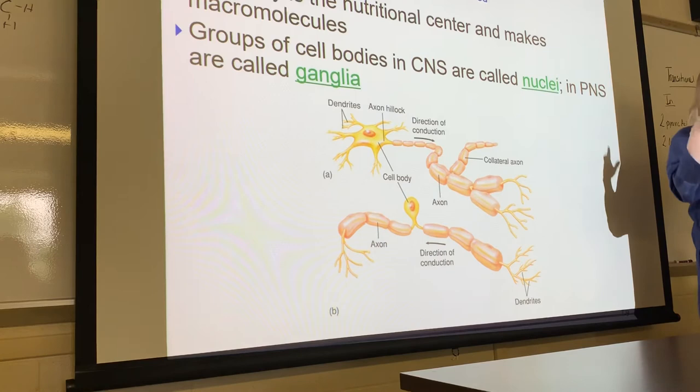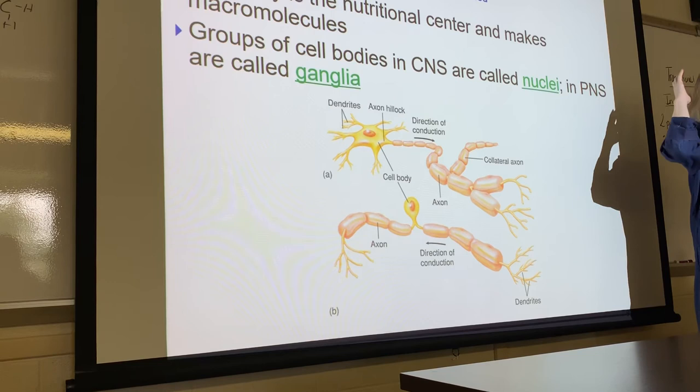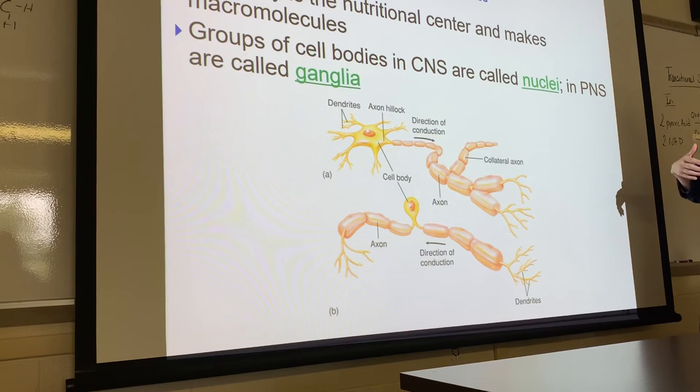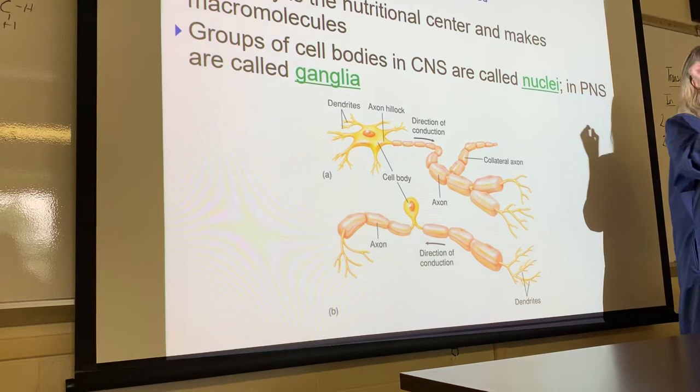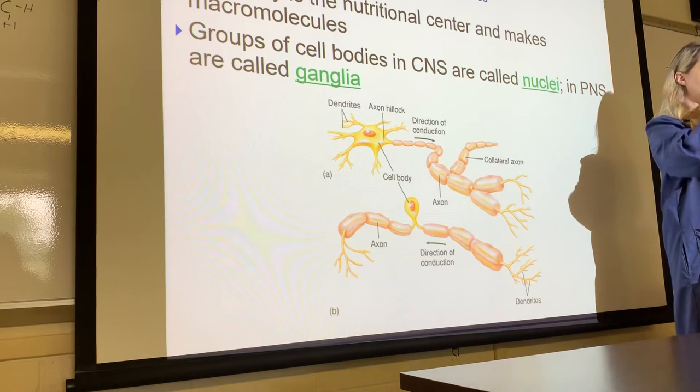So, anyway, it helps to produce dopamine, which helps us to move purposefully. And then in the peripheral nervous system, if you have a cluster of cell bodies together, they're called a ganglia. So sometimes people get ganglionic cysts. That's because you've got the group of cell bodies that have gotten enlarged, and that's what the cyst actually is.